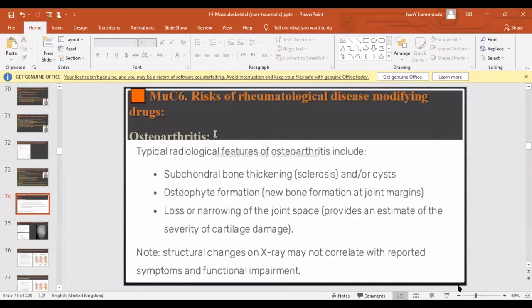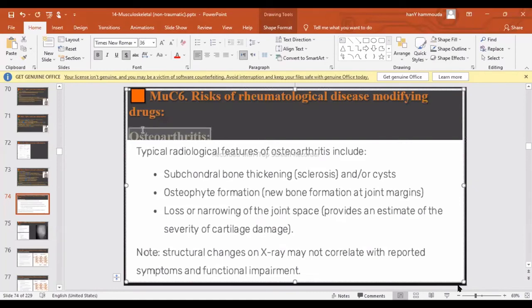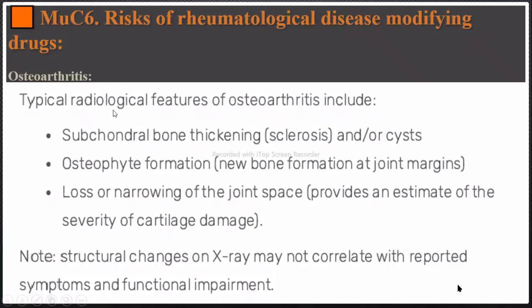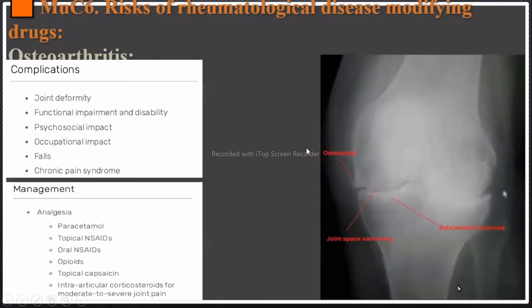Osteoarthritis. Regarding osteoarthritis, a typical radiological feature is subchondral bone thickening. It's called sclerosis. In this image, you can find osteophyte, joint space narrowing, subchondral sclerosis. So it's not an emergency, but anyway, you have to be familiar with that.